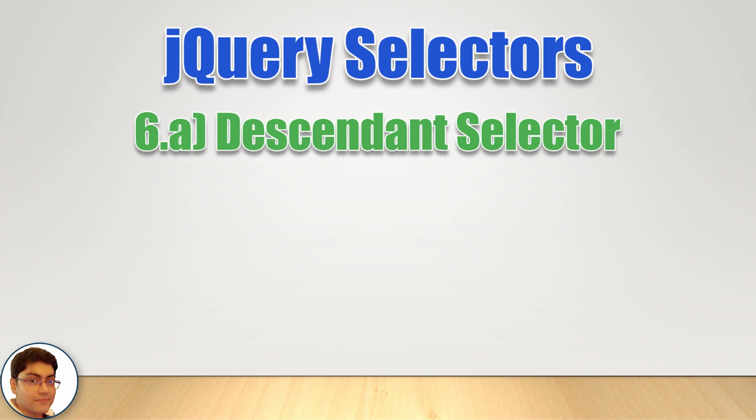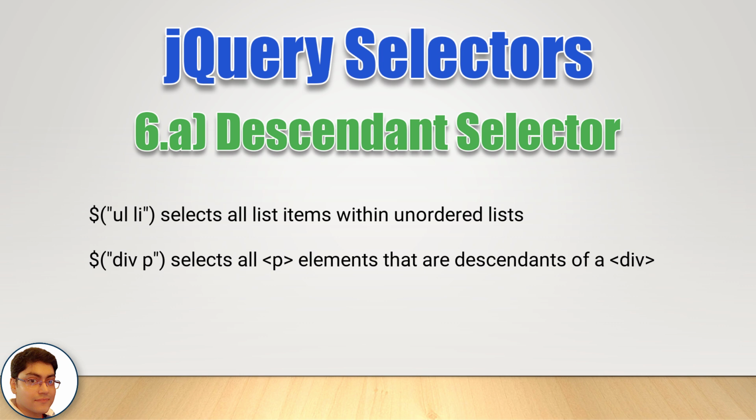A. Descendant selector. It is represented by a space. It selects all descendants of a specific element. For example, $("ul li") selects all list items within unordered lists.